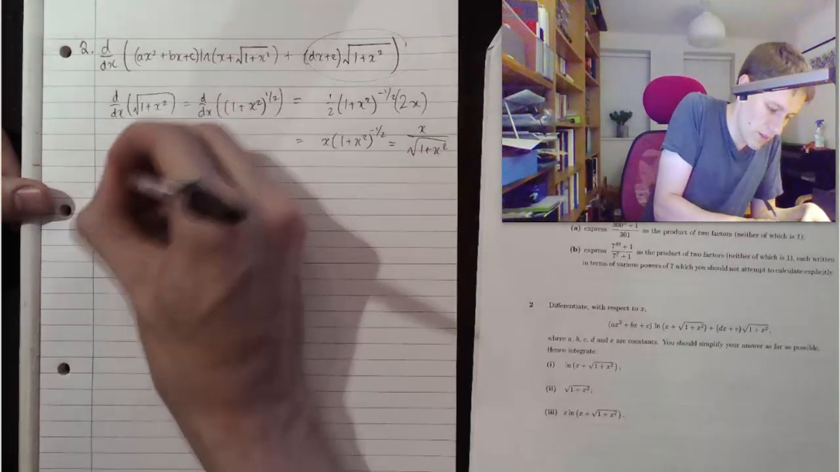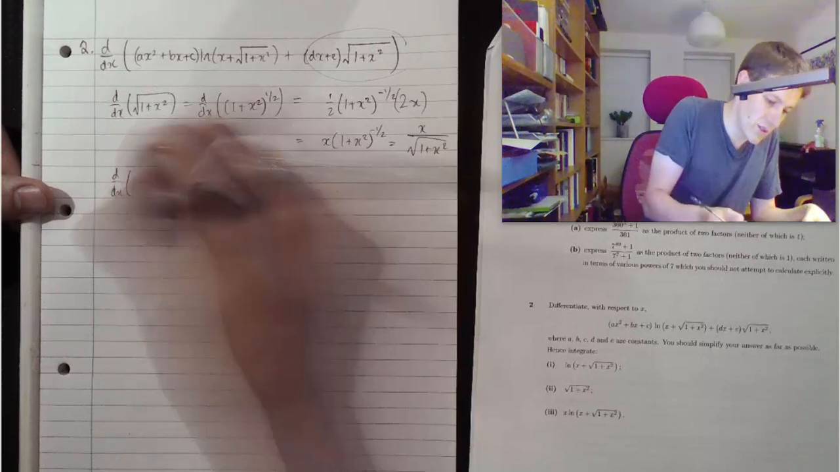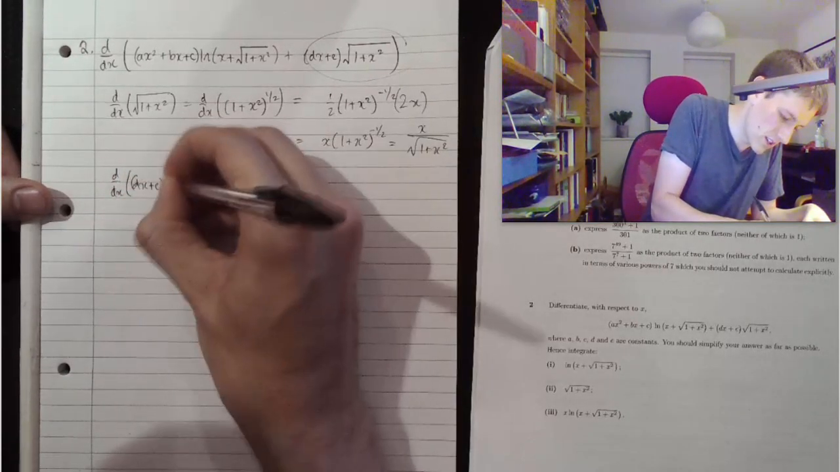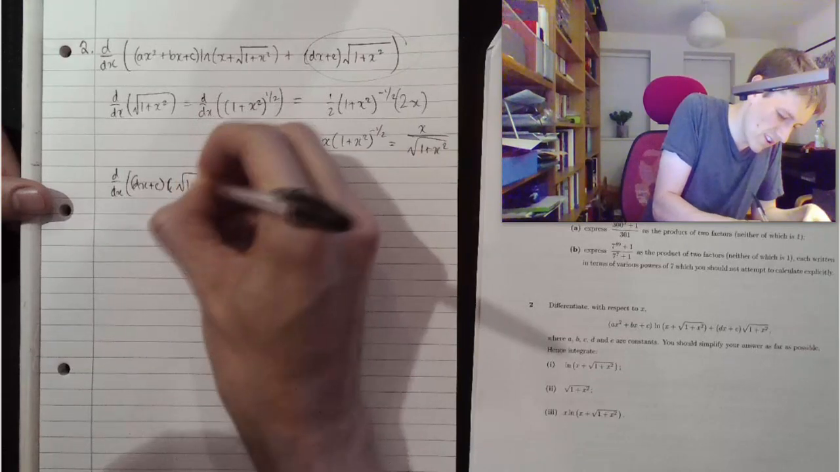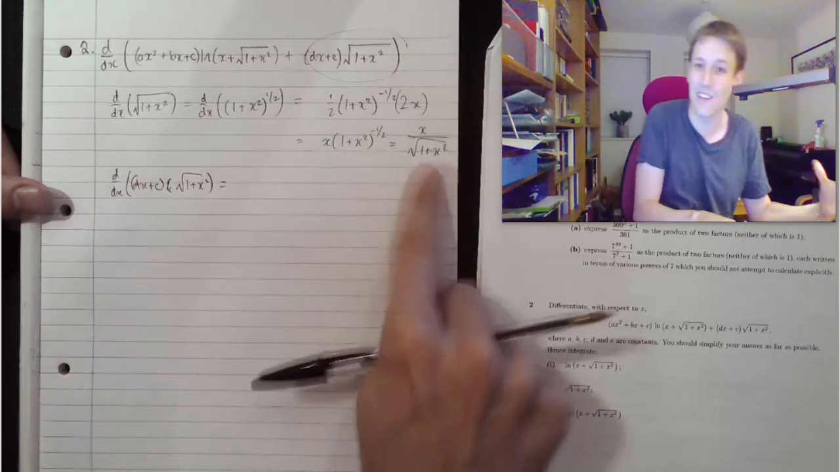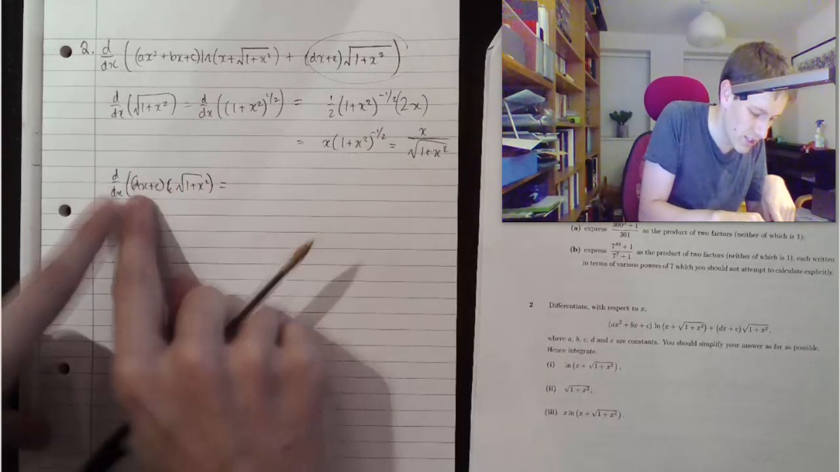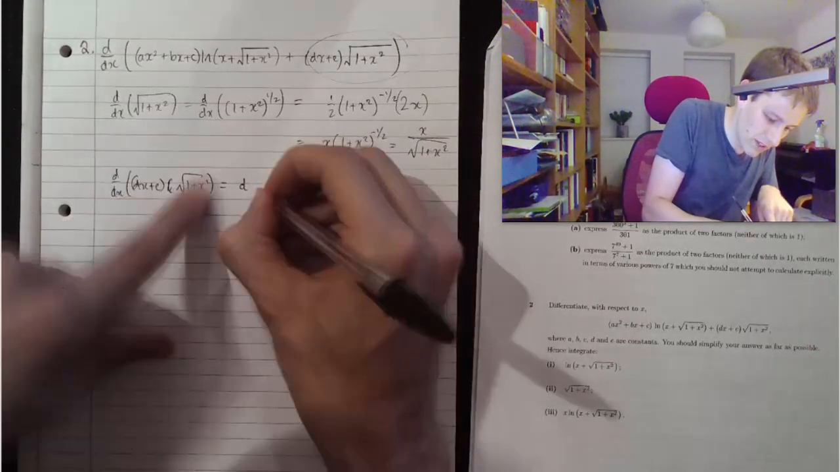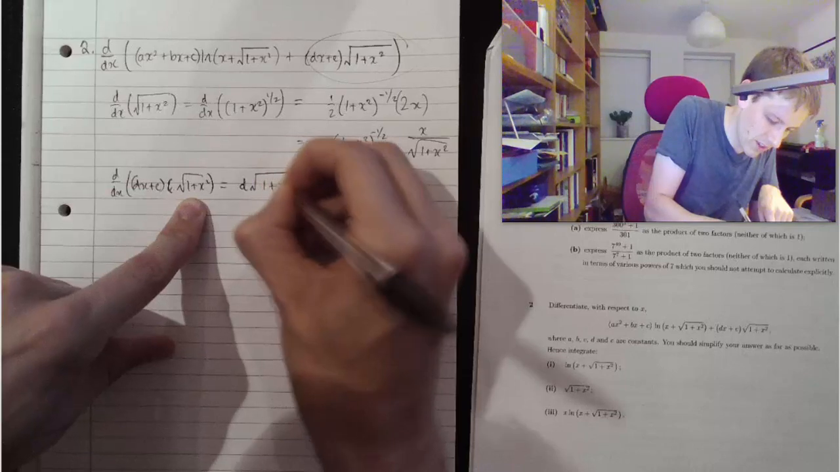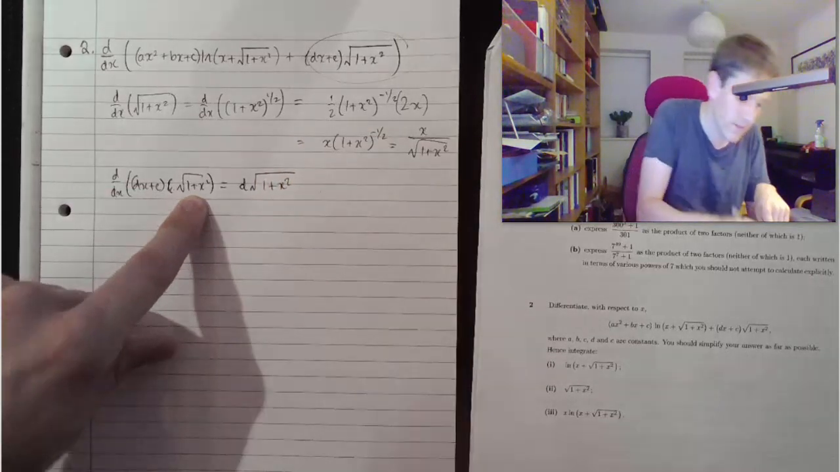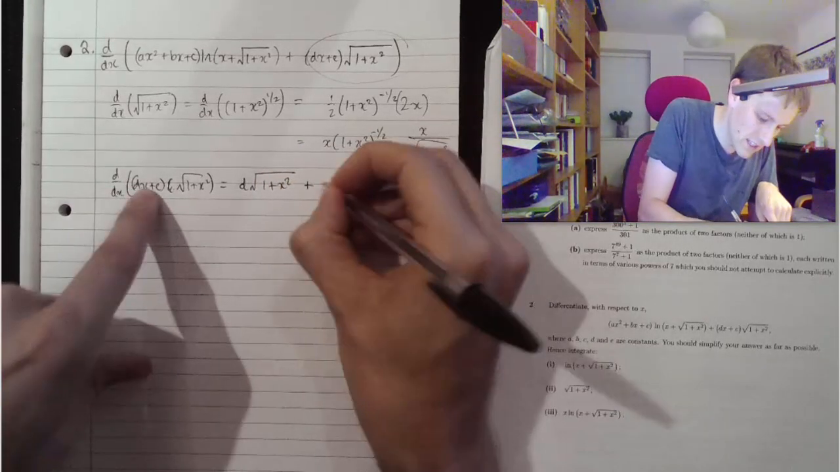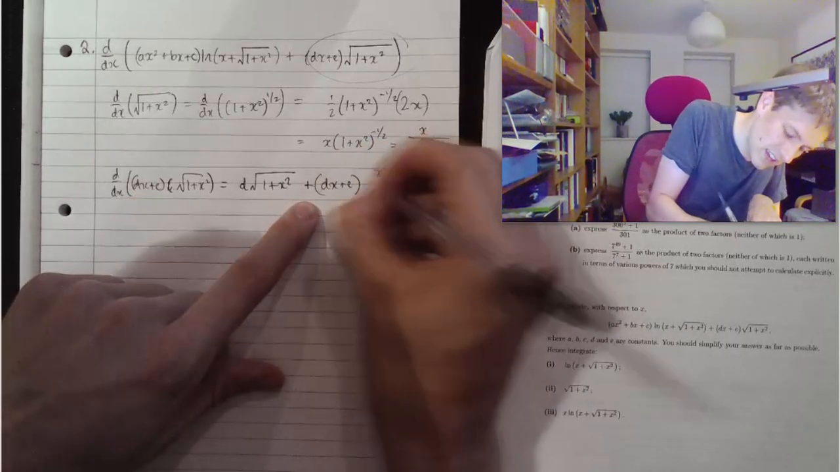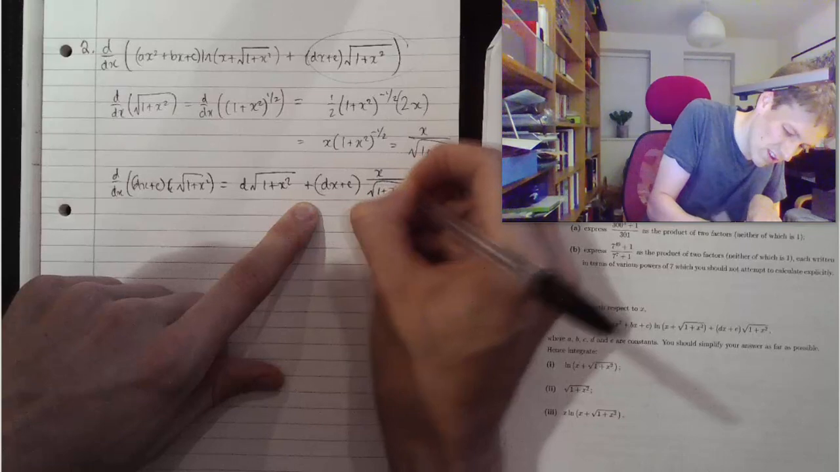Now, applying the product rule, if I take the derivative of dx plus e times the square root of 1 plus x squared, having just written this down, that makes this a lot easier. I differentiate dx plus e and just get d, and multiply it by the other part of the function, root 1 plus x squared, and then we add that to dx plus e, now multiplied by x over the square root of 1 plus x squared.